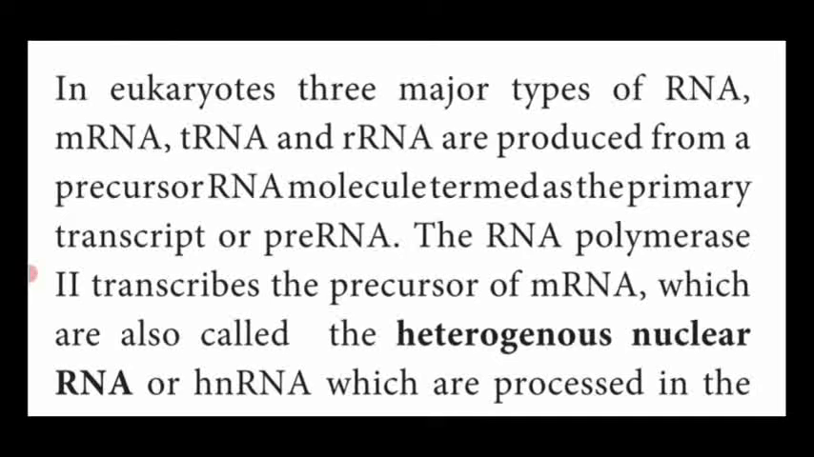For this process, the enzyme involved in the conversion of pre-RNA into mature RNA is RNA polymerase II, and the pre-RNA is otherwise known as heterogeneous nuclear RNA. So with the help of RNA polymerase, the precursor RNA is modified into mature RNA.